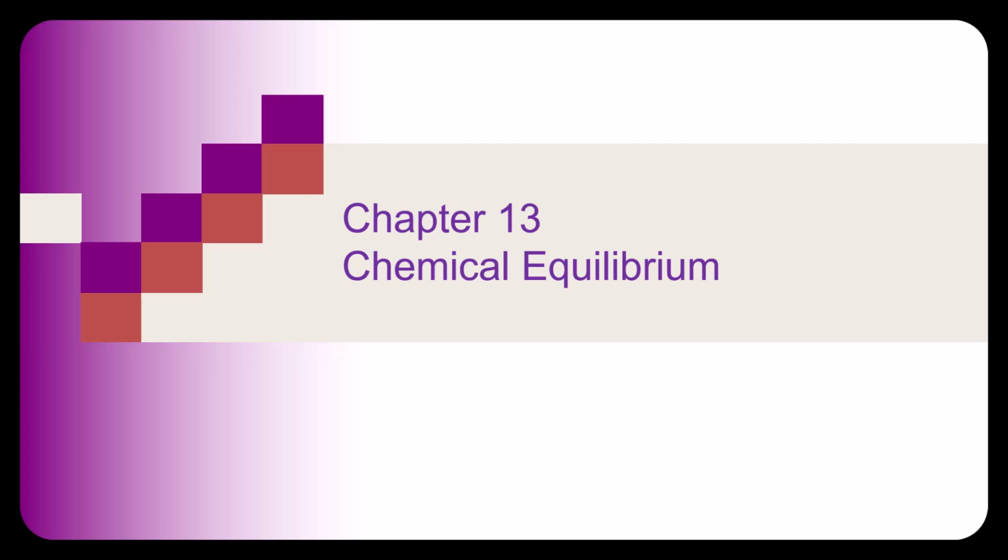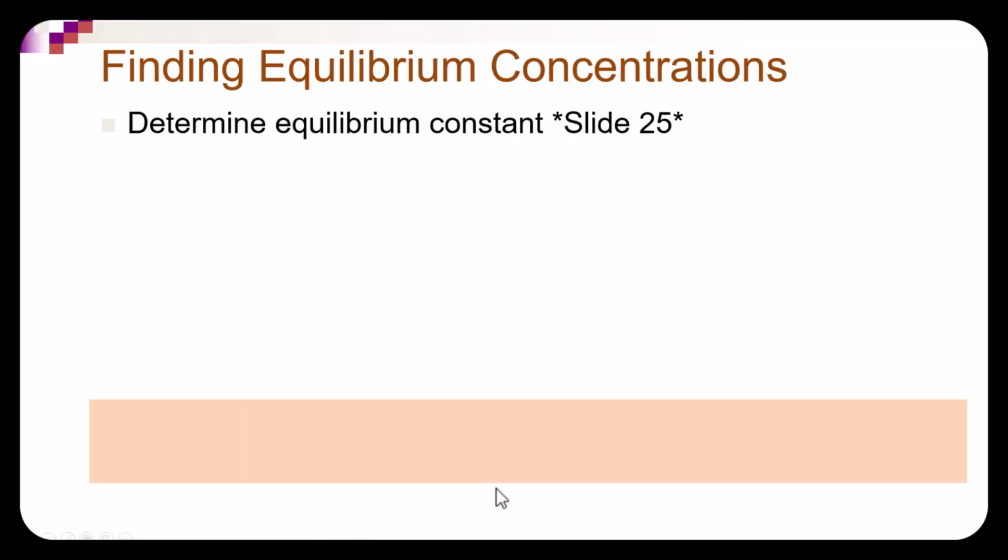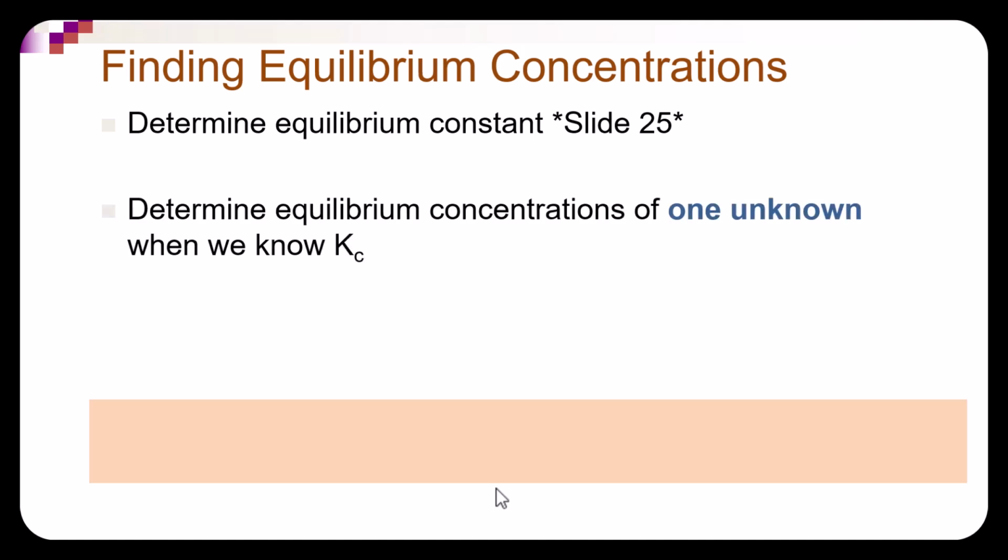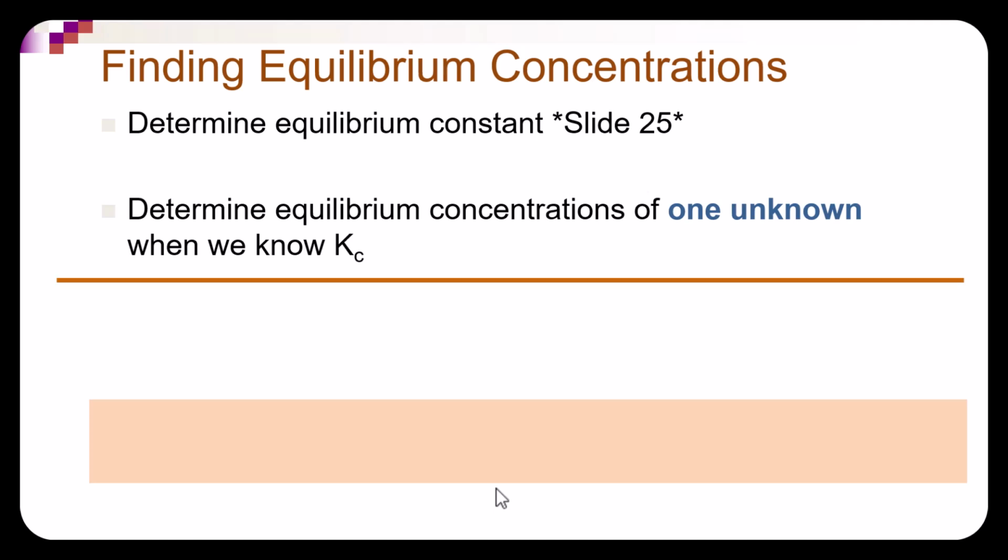Just as a reminder, we did a couple types of problems where we did not have to use ice tables. So we determined equilibrium constant given all of the values at equilibrium. We determined equilibrium concentrations of one unknown if we know Kc, so we knew all of the equilibrium concentrations, we knew Kc, and we could determine one unknown. So both of those were without an ice table.